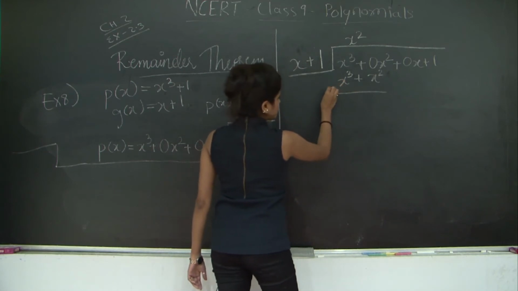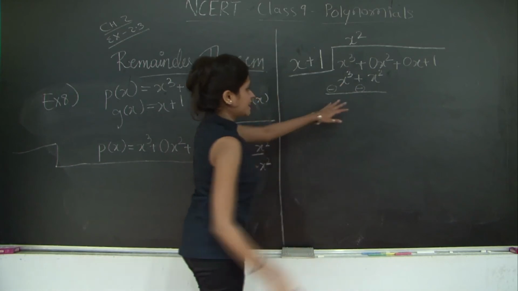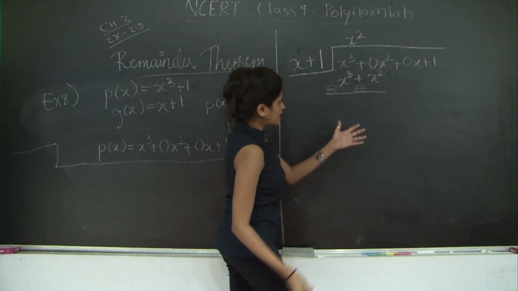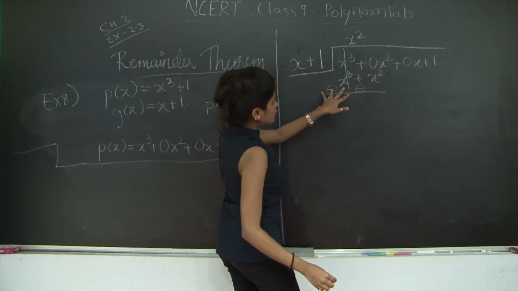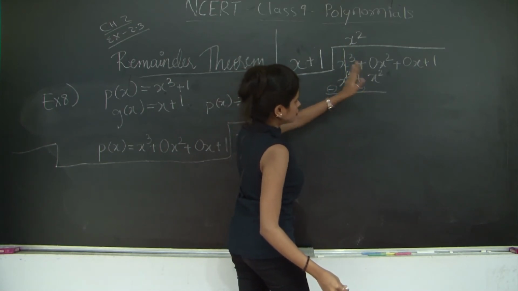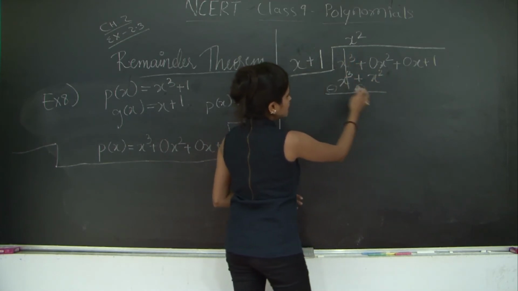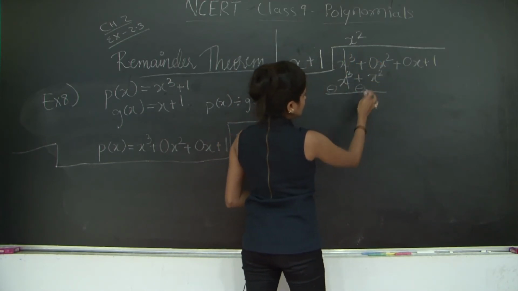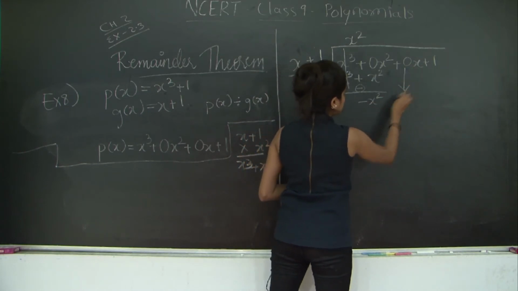This is positive, so this becomes negative, positive becomes negative. I am circling this only for better understanding. You don't really have to follow this as a method, okay? But you do have to follow that the positive becomes negative and the negative becomes positive. So my x cube minus x cube gets cancelled. 0x square minus x square gives me minus x square. I will bring down my plus 0x.